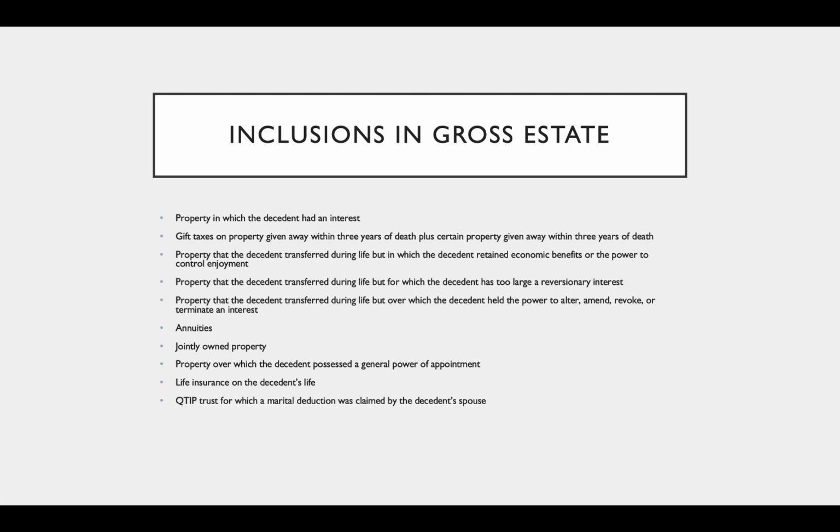Property the decedent transferred during life, but over which the decedent held the power to alter, amend, revoke, or terminate an interest. Annuities generally, jointly owned property over which the decedent possessed a general power of appointment, life insurance on the decedent's life, and Q-tip trusts for which a marital deduction was claimed by the decedent's spouse. And we are going to talk about each of these in the following slides.